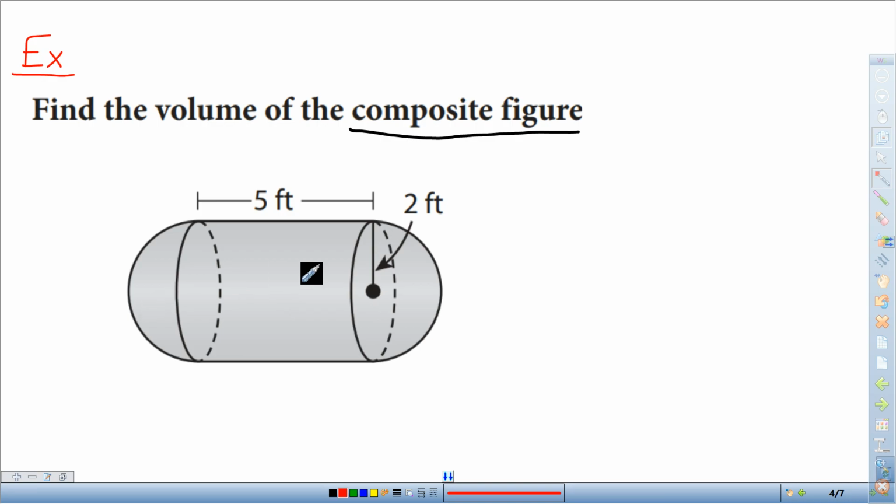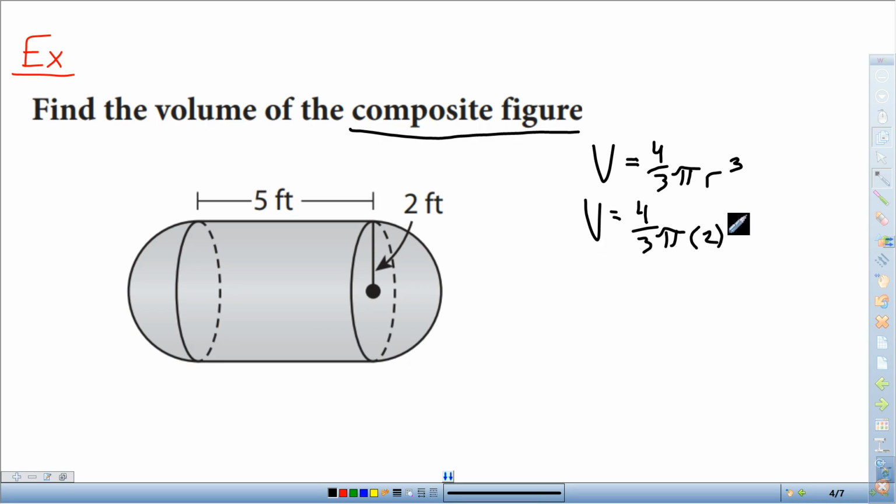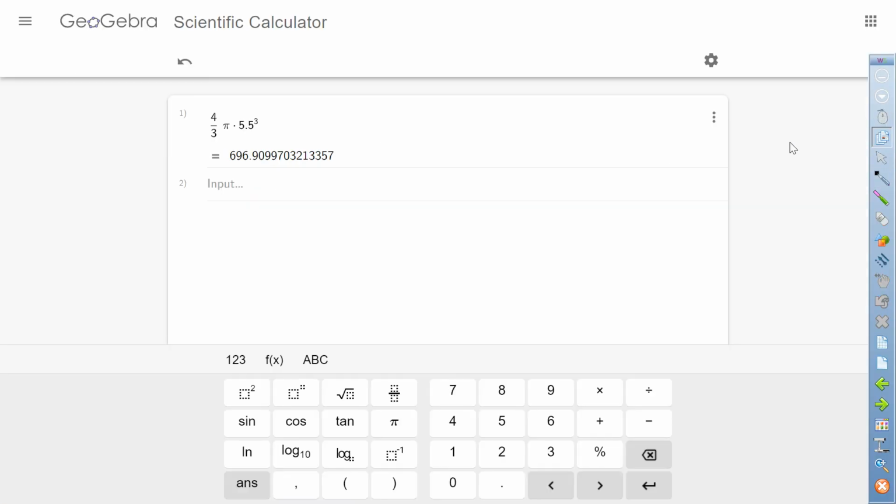Okay, let's start by finding the volume of the sphere. Okay, so we know that the volume of a sphere is 4/3 pi r cubed. Okay, we can see the radius of this is a 2, so volume equals 4/3 pi, and then our radius is a 2 cubed. Okay, so let's go ahead and get that first. So 4/3 pi 2 cubed.